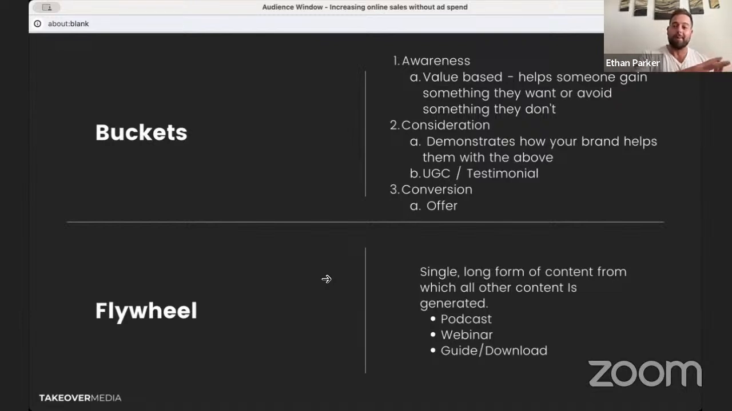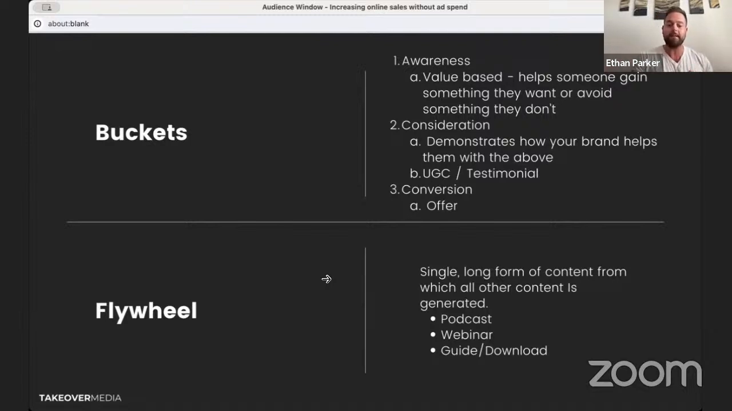So that could be something like a podcast you do weekly. That could be something like I was talking about, like articles or guides or downloads, a digital asset. That could be a webinar. That could be a customer interview. That could be whatever you want it to be, but something you commit to on some sort of regular basis, monthly, biweekly, weekly, to produce some long format piece of content.